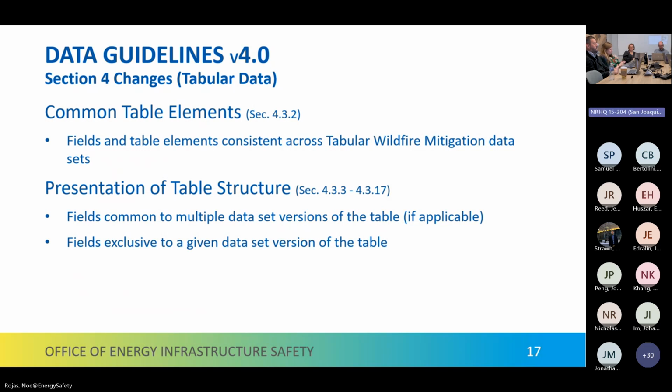So in this section, common table elements are identified in section 4.3.2. These will be fields and table elements that are consistent across the data sets. And then following from there, there's the presentation of the table structure for each table. And this is different now because there are tables that exist in multiple data sets. So at the beginning of each table structure subsection, it starts with identifying the fields that are common to the multiple data sets of that table, if that applies. And then it will go into the fields that are exclusive to a given data set.